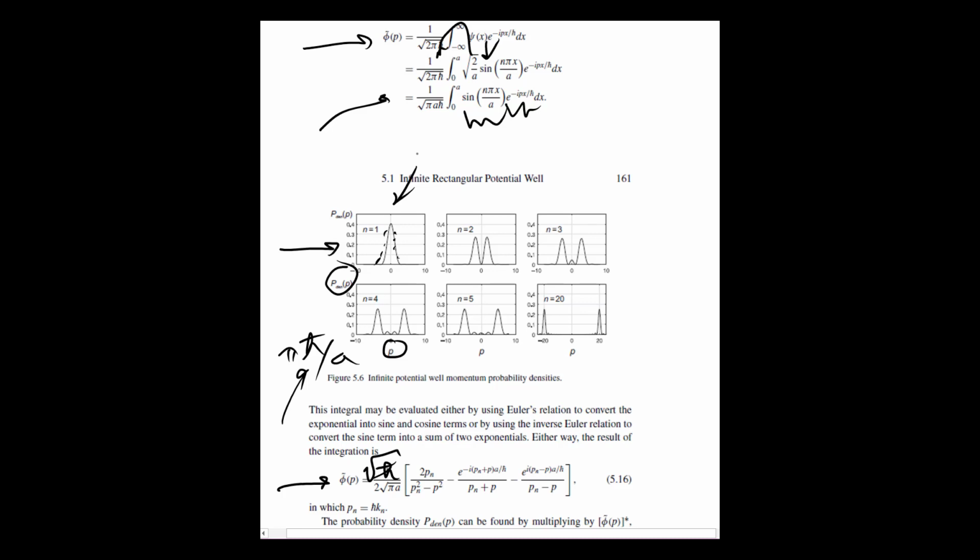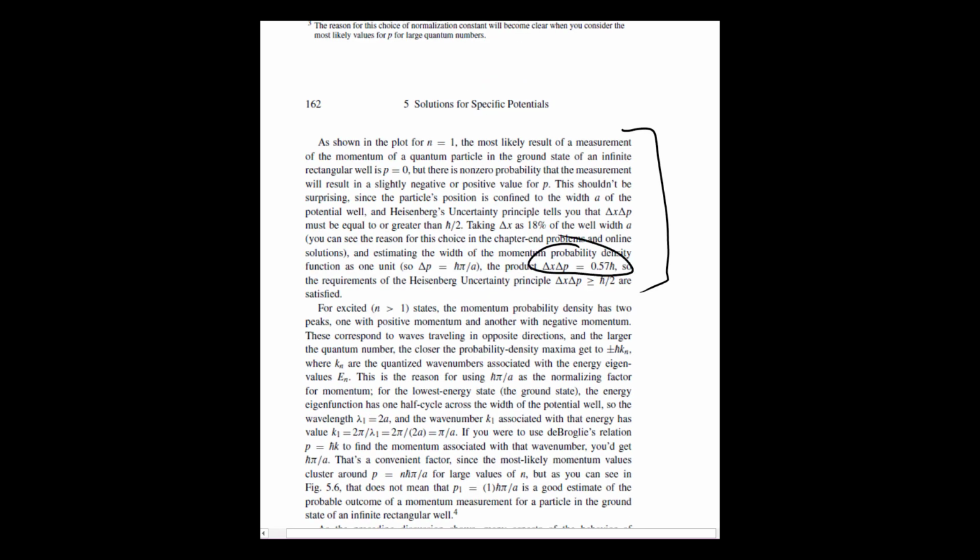So if you estimate the position uncertainty from the ground state wave function and estimate the momentum uncertainty from the ground state momentum function, you get delta x delta p turns out to be about 0.57 h bar, which does satisfy the Heisenberg uncertainty principle that it be greater than or equal to h bar over 2.